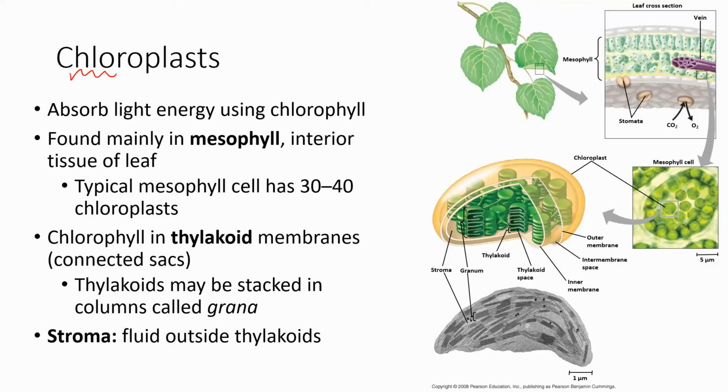Most chloroplasts are found in mesophyll, which is the interior kind of spongy looking tissue of a leaf. It's very spongy looking because there are lots of air spaces that will allow carbon dioxide to enter and oxygen to leave.